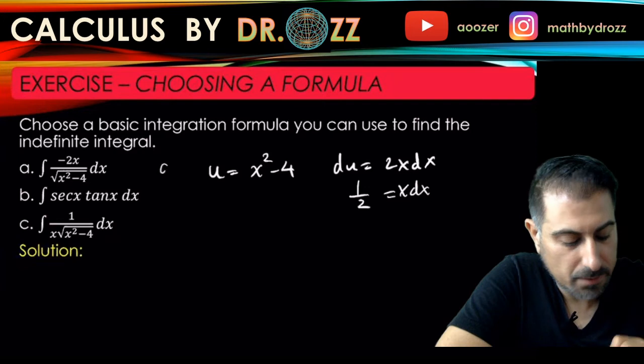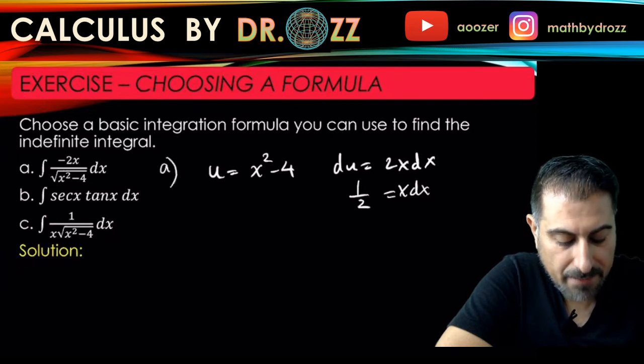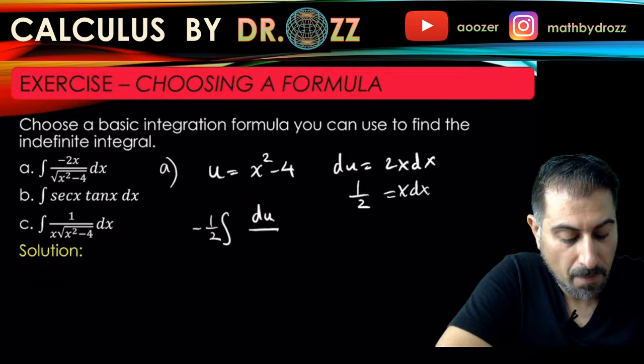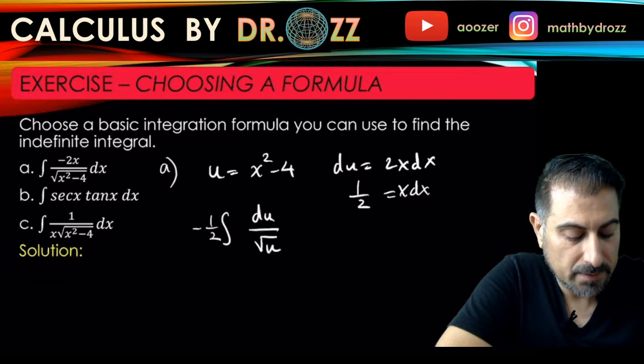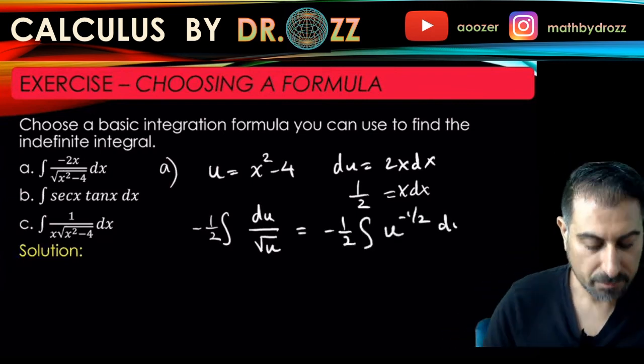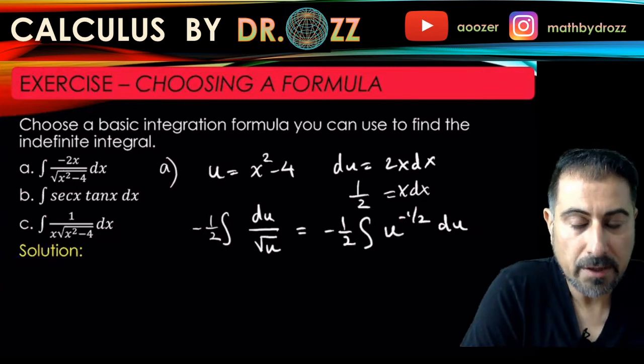And then here we go. I have negative 1/2. I can pull the negative sign out to go with the 1/2. du over radical u. And that is the same as u to the power of negative 1/2 du, because we can use the reciprocal idea to get to the negative exponent.